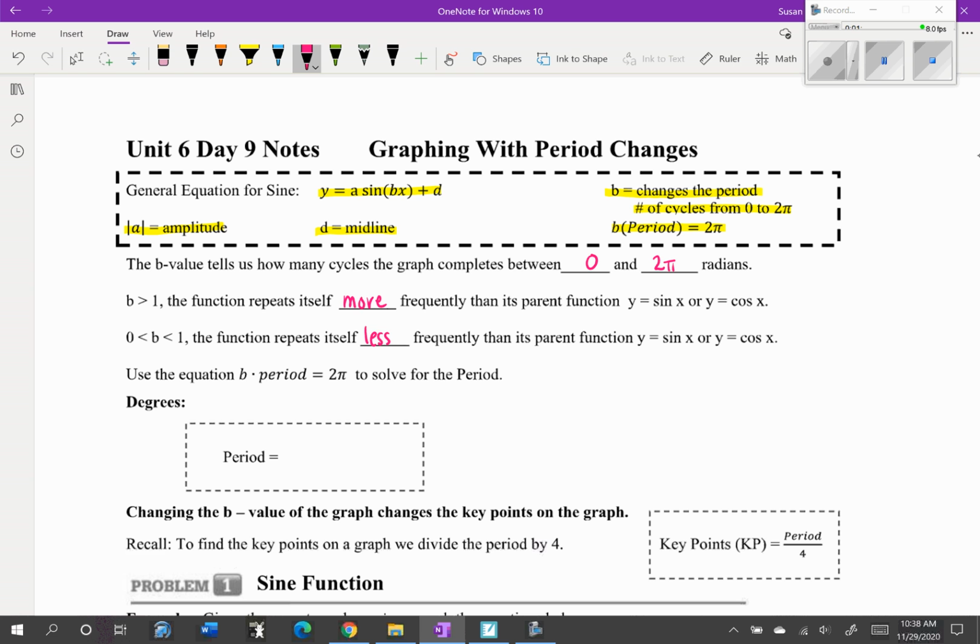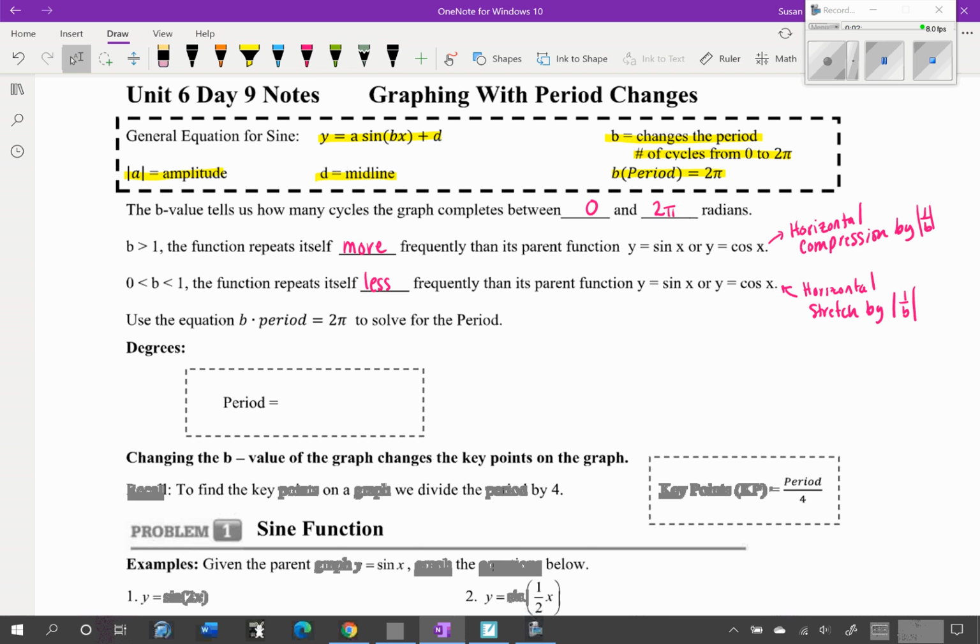So if b is greater than 1, this is going to be a horizontal compression by 1 over your b value, the absolute value of that. And if b is in between 0 and 1, this is a horizontal stretch by the absolute value of 1 over b. And we use the absolute value because if it was negative, it would be doing a reflection. So we'll talk about that more in a little bit.